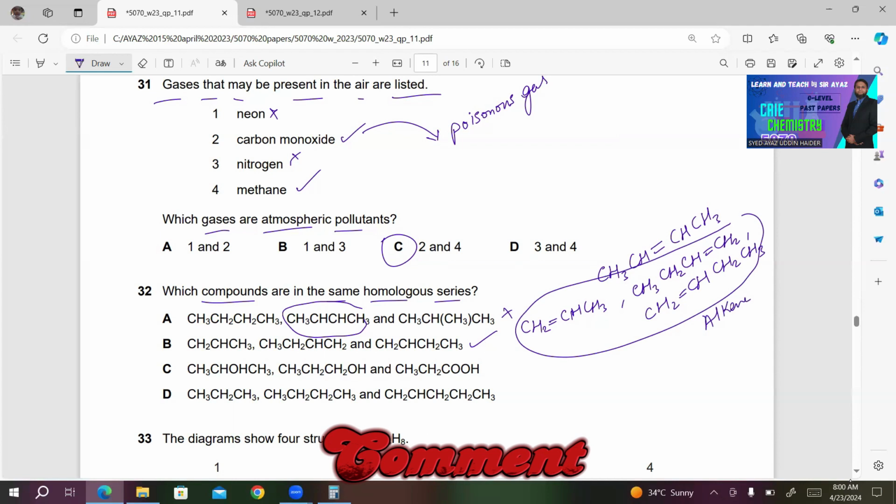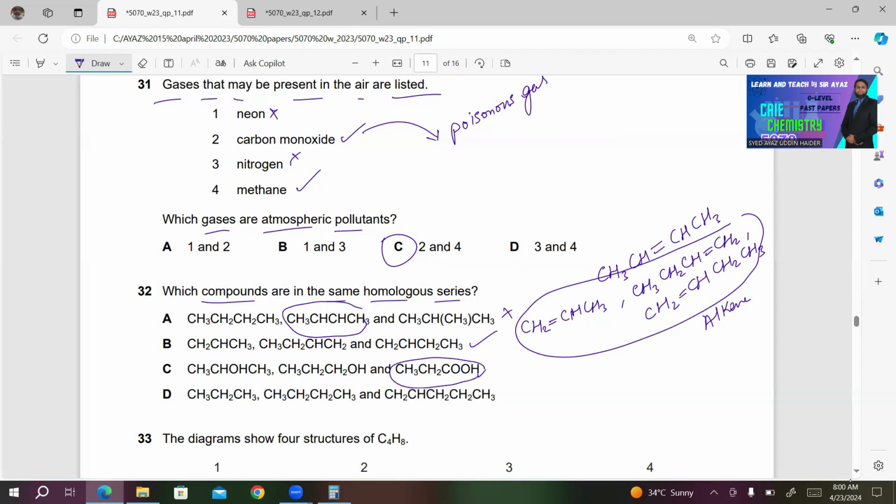What about C? CH3, CHOH, CH3, comma, CH3, CH2, CH2OH, and CH3, CH2, C double OH. This is wrong because here we are having alcohols initially, then in the end we are getting a carboxylic acid. So this can't be in the same homologous series.